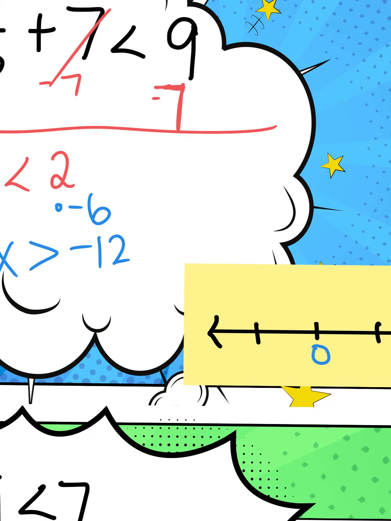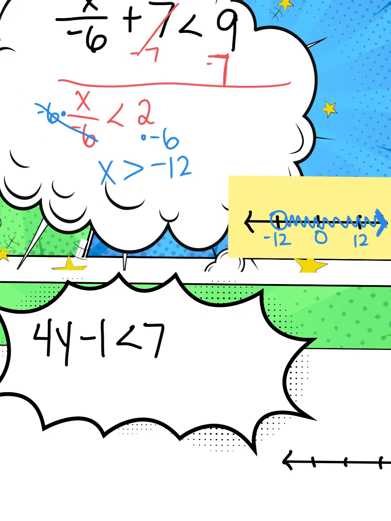So I'll put a 0 in the middle, a positive 12 on the right, negative 12 on the left. It's an open circle because there's no or equal to. So I'll go to negative 12, put an open circle, and then greater than is going to mean to the right again. And I'm going to color in the arrow to show that it keeps going past negative 12 all the way to all the numbers that are greater. All right, next question.